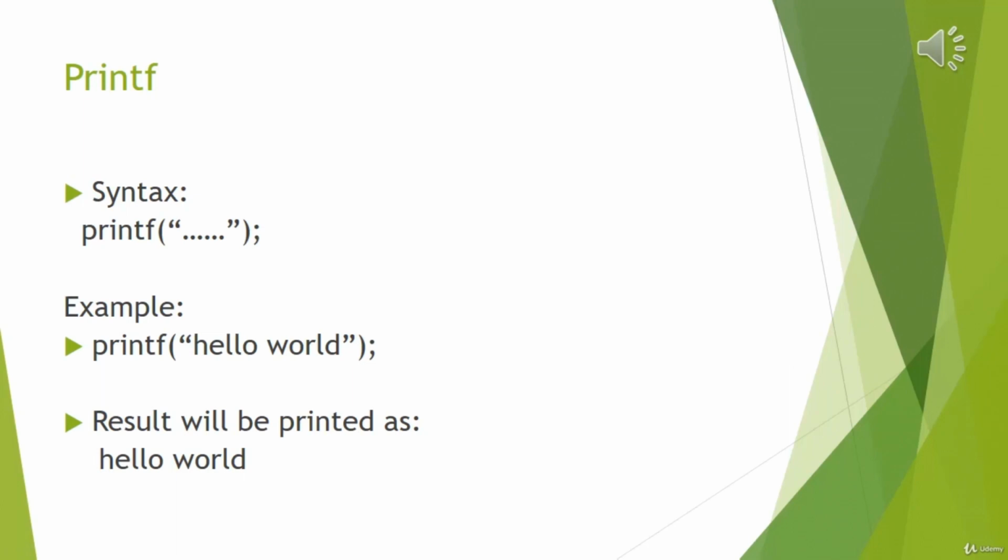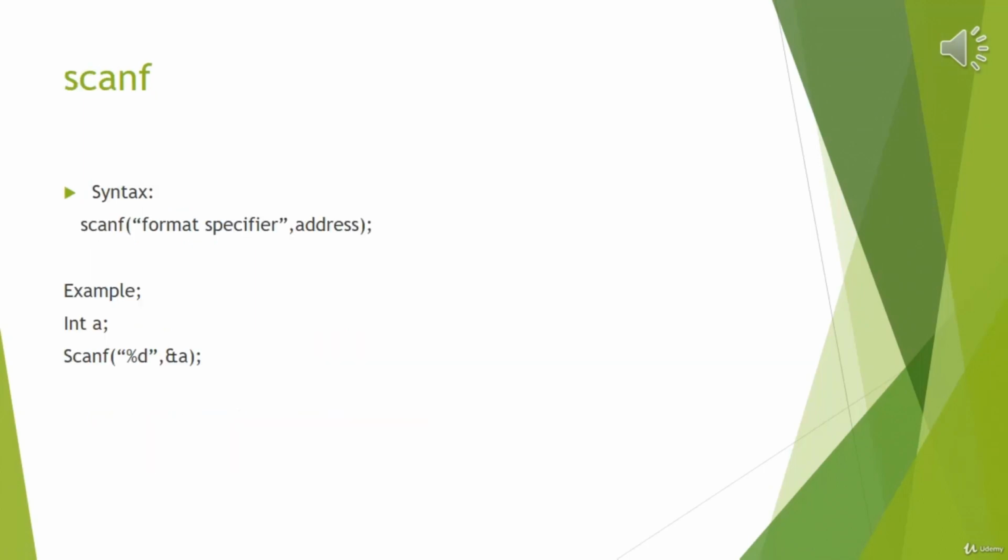So this is the structure of the printf, and the printf is a predefined object. It is used as an output statement to display the output on the computer screen. It is part of stdio.h, that is the preprocessor directive, as we have discussed in the previous lecture.